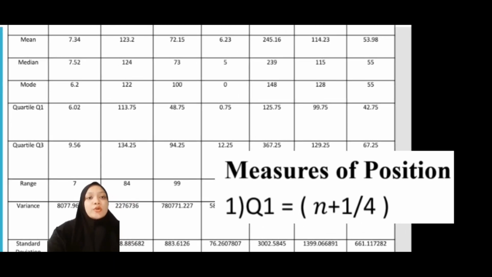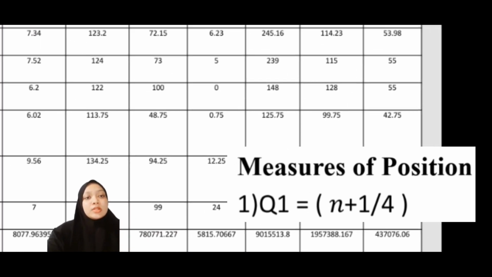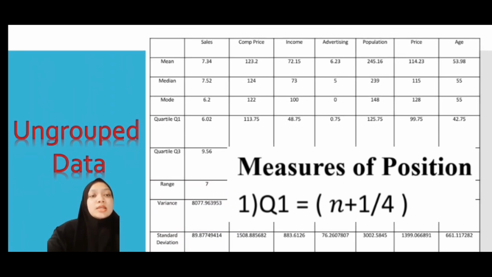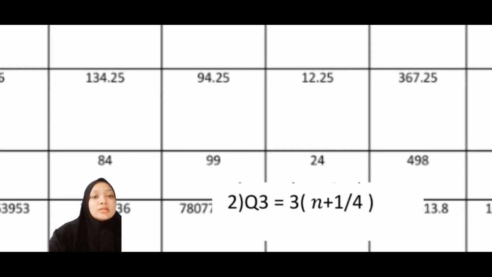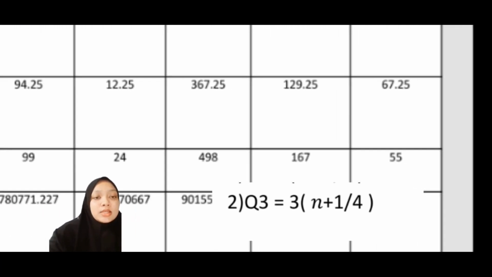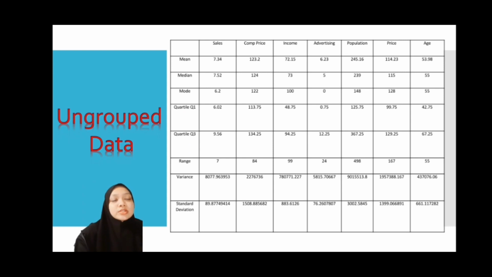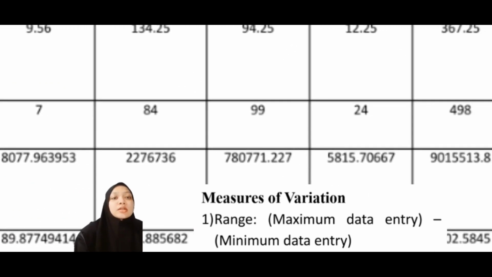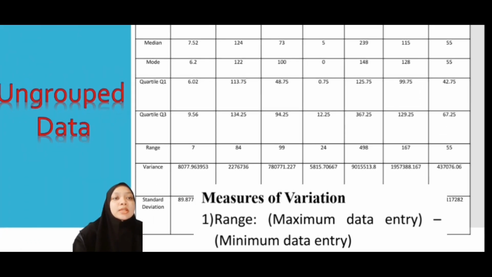Next, measures of position. First is quartile 1. The formula for quartile 1 is (n plus 1) divided by 4. For quartile 3, the formula is 3 multiplied by (n plus 1) divided by 4. Measures of variation for ungrouped data: first is range. The formula for range is maximum data entry minus minimum data entry.